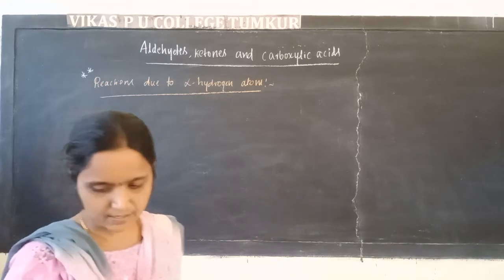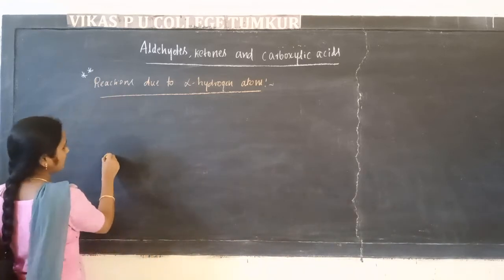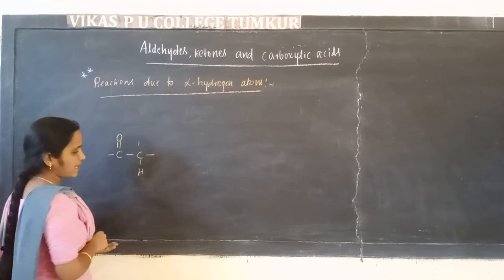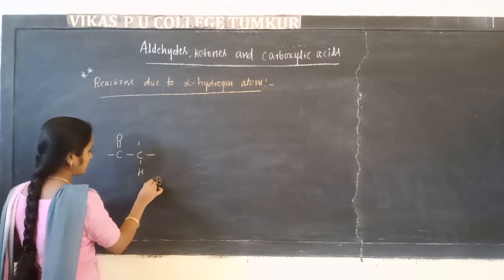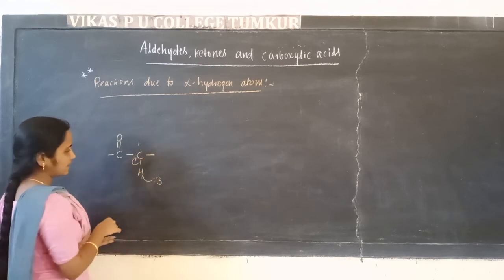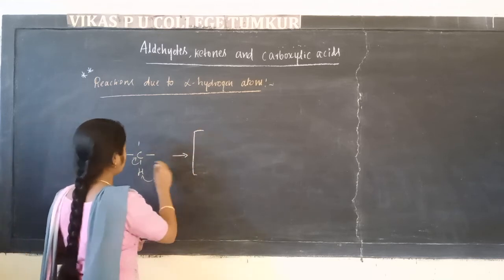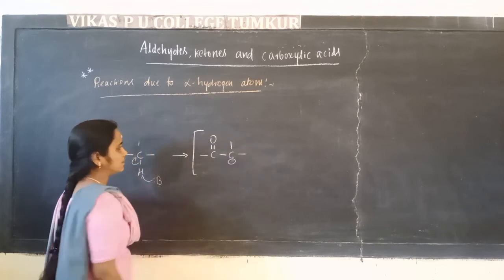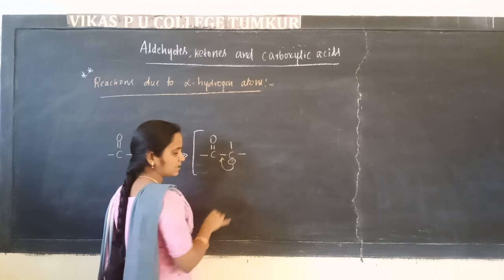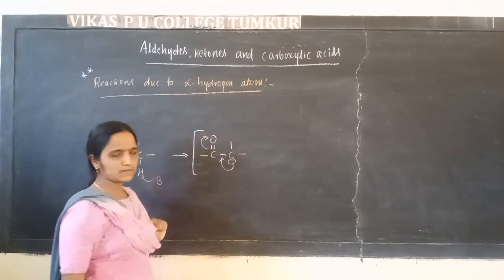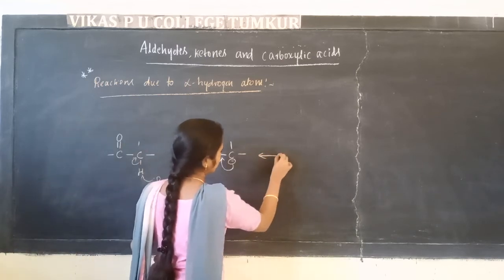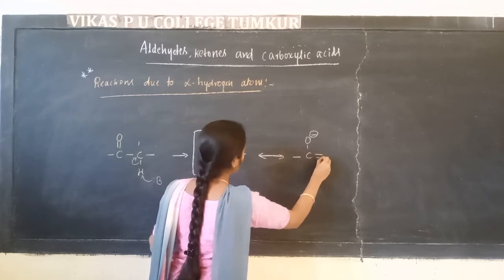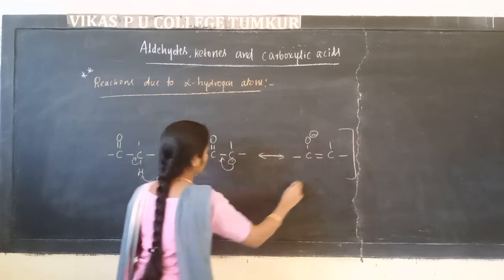Suppose it is a carbonate group which contains the carbon atom, which is having the hydrogen. The conjugate base to the hydrogen atom is going to be here. Then we get that resonance structure, that is C double bond O, then C minus. This electron pair then returns to the oxygen atom, and we get O minus with a C double bond. This is what the resonance structure means.